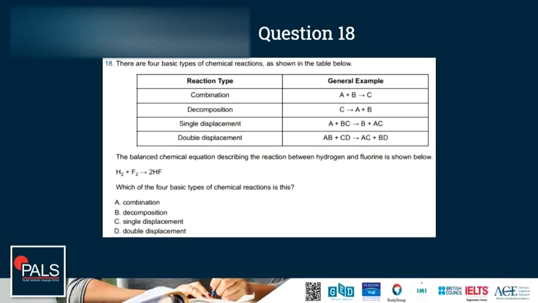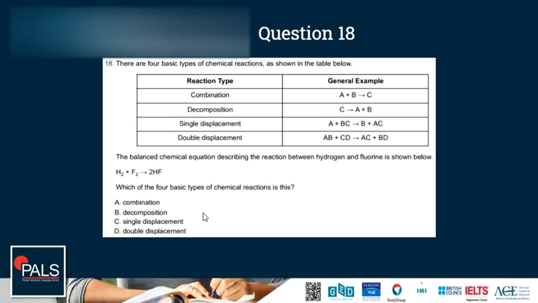Question 18 on the test. There are 4 basic types of chemical reactions as shown in the table below: combination, decomposition, single displacement and double displacement. We see general examples of these 4 reactions. Here, combination, for example, A plus B gives C. The balanced chemical equation describing the reaction between hydrogen and fluorine is shown below. H2 plus F2 gives 2HF. Which of the basic 4 types of chemical reactions is this?